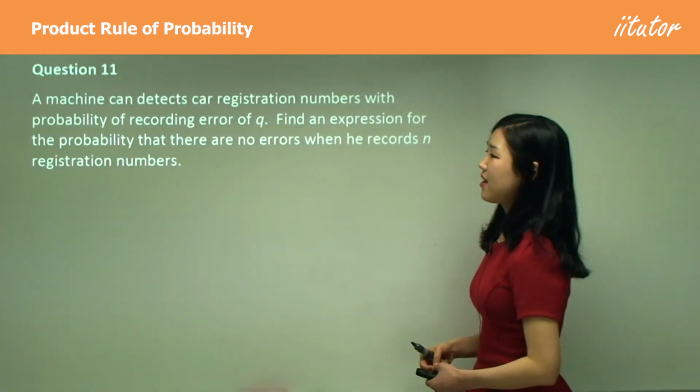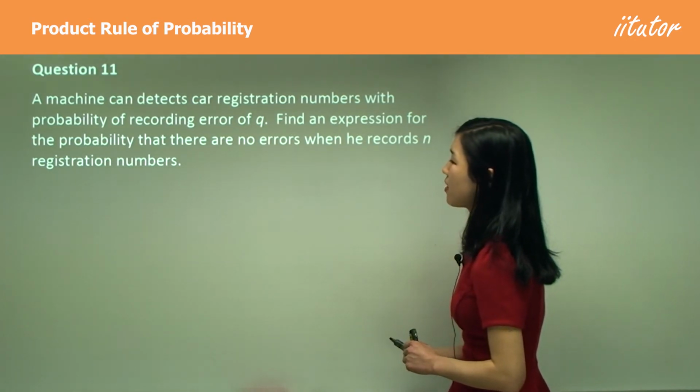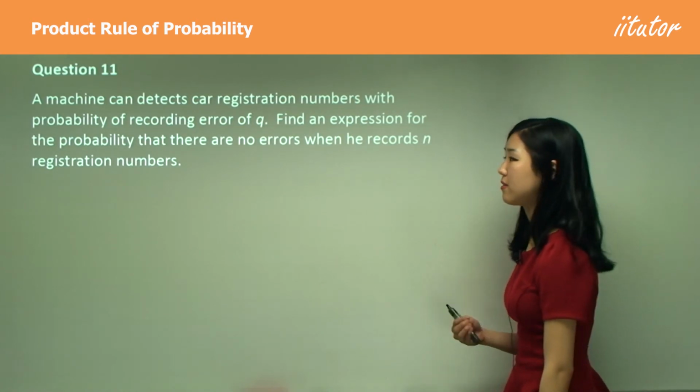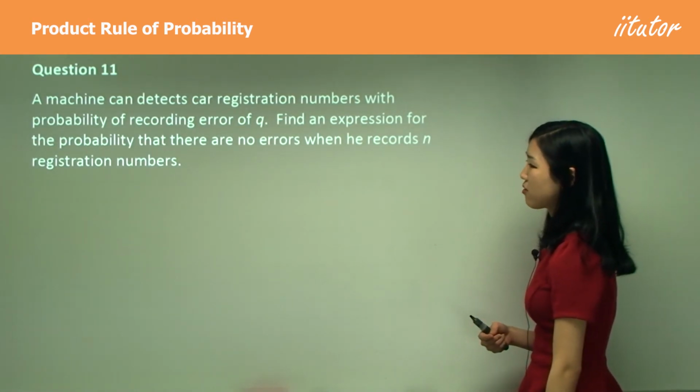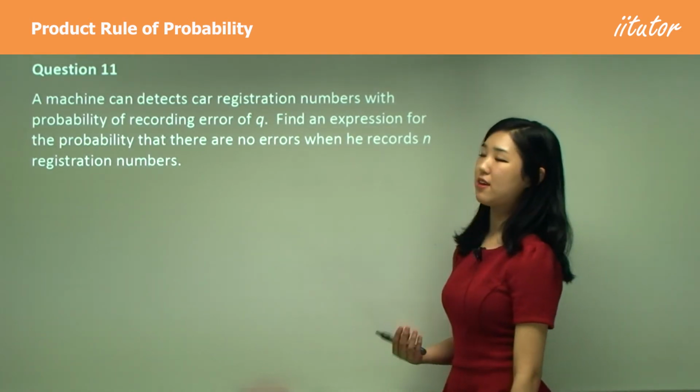Question 11. A machine can detect car registration numbers with probability of recording error of Q. So there's an error of Q. We don't know what that Q is. Find an expression for the probability that there are no errors when he records N registration numbers.